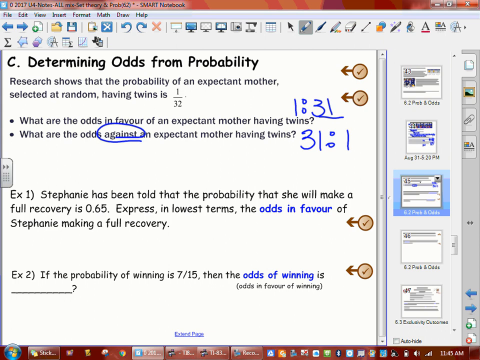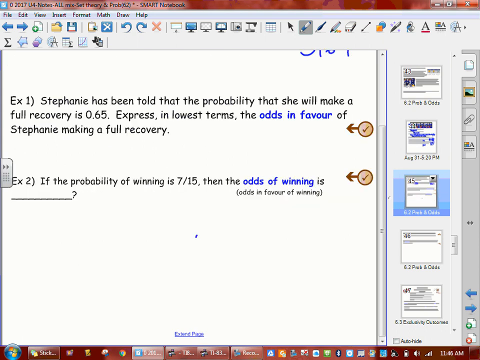Stephanie's told that the probability she's going to make a full recovery from her operation is 0.65. So in lowest terms, we want the odds in favor of her making a full recovery. Well, first of all, we need the probability as a lowest fraction. So you're going to math frac 0.65. That's the first step you always take. You've got to math frac that fraction there. So what are you going to get? 13. Thank you very much.